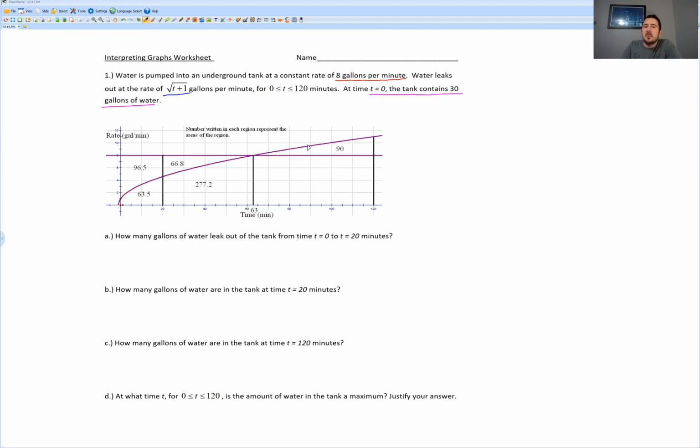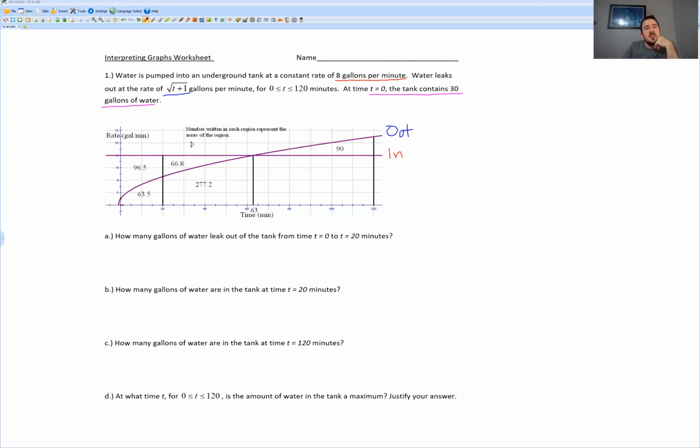So I want to start by labeling these functions. The one that is just a horizontal line at 8 is the rate at which water is going in. My other function, the curved one, is my square root t plus 1, which is the rate at which water is going out. The 30 isn't really part of this graph at all, because the 30 is how much water I'm starting with, and this y-axis is rates, not the amount of water we have.